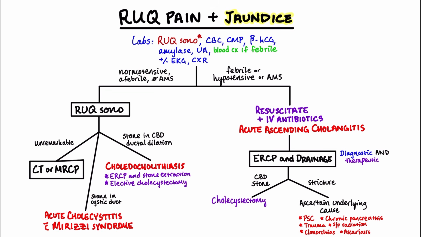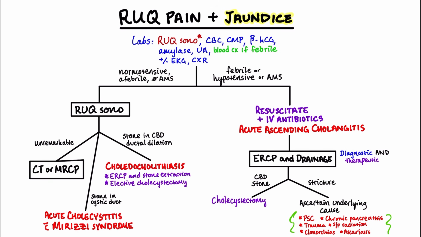Now, if you do have right upper quadrant pain with jaundice, you do all the same labs, but then make sure you are stabilizing them if they're febrile or hypotensive or have altered mental status. So that should always come first. In that case, you do resuscitation and IV antibiotics. You've got Charcot's triad or ideally Reynolds pentad if you're on an exam question. So it's ascending cholangitis. Our next step is to do ERCP and drainage. If you see a CBD stone, then you need to do a cholecystectomy at some point in the future. If you see a stricture, you need to ascertain the underlying cause, and there are a number of them, which I included down here.